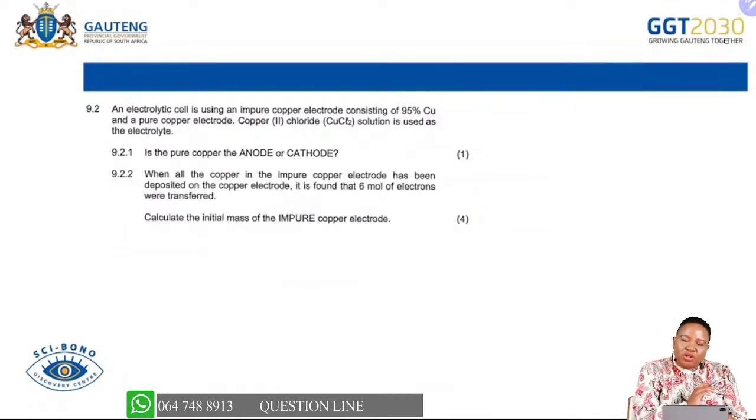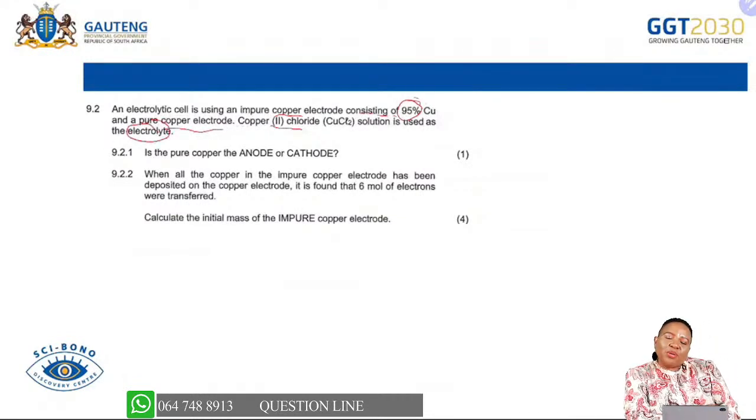And then normally they also incorporate these stoichiometric questions here. Don't be scared, just use the same methods as we're using when we're doing Kc calculations, when you're also using acids and bases calculations, because here they say an electrolytic cell is using an impure copper electrode consisting of 95% copper and a pure copper electrode. Copper(II) chloride is used as our solution, so as the electrolyte. So we are having percentage. So this is just about percentage purity that we did in grade 11.